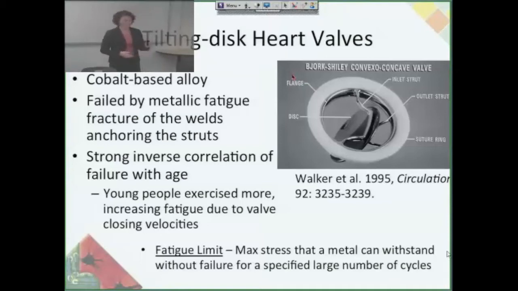So the point here is that you can't just test simple properties of materials. You need to understand the fatigue properties as well.